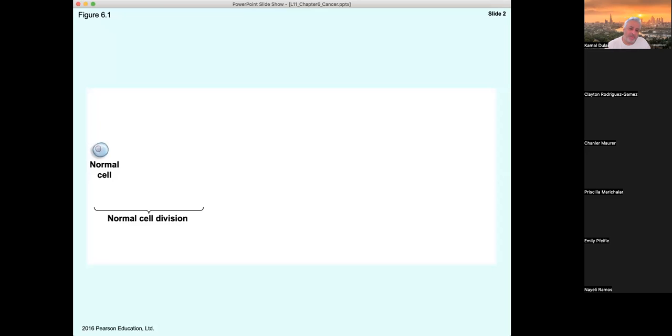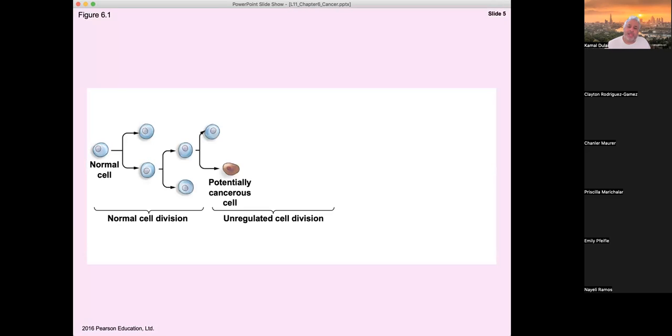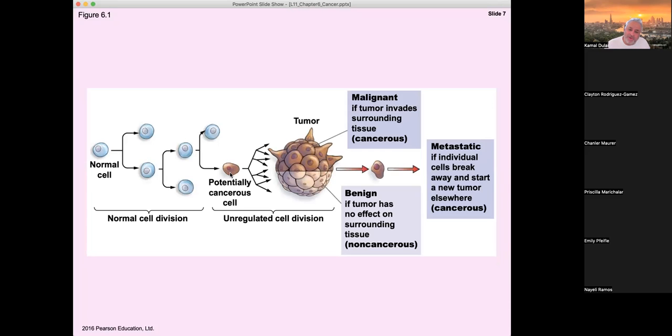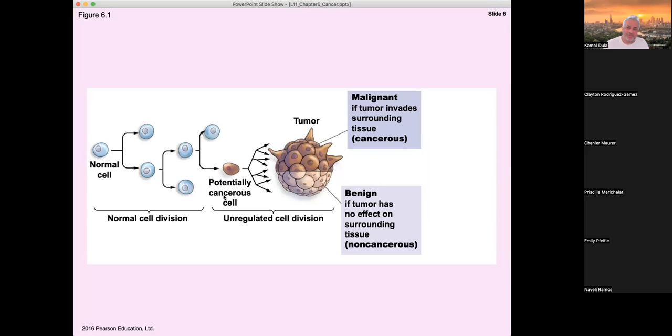So I stole this from the pages of our books, right? You can see there's a normal cell, it divides in two, right? So that's what we expect, on demand when necessary. Then suppose later on, one of the daughter cells, so this is the mother cell, and the mother has two daughter cells, right? Say one of the daughter cells sustains a mutation. So the mutation means that it's potentially cancerous, right?